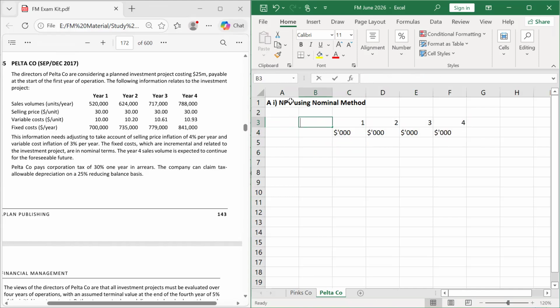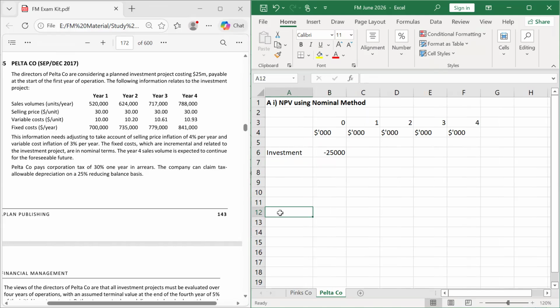So year zero, dollar triple zero, investment, which is 25 million, so 25,000. Then comes sales revenue.